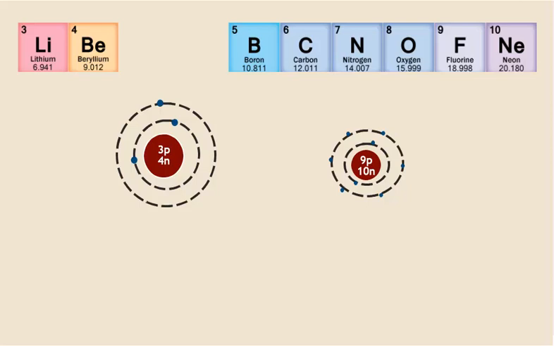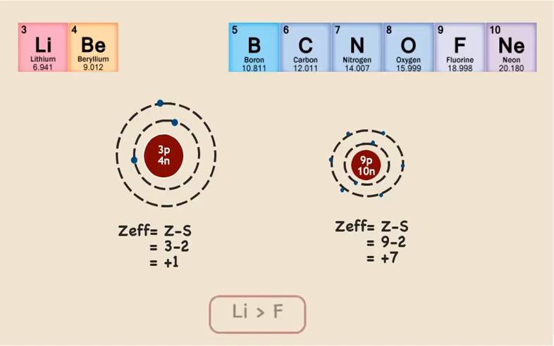As we talk about effective nuclear charge, we use the formula to calculate lithium's and fluorine's effective nuclear charges. Lithium's effective nuclear charge is +1 and fluorine's effective nuclear charge is +7. It means that the nucleus of fluorine attracts the electrons more strongly, so the atomic radius of fluorine is smaller than lithium.